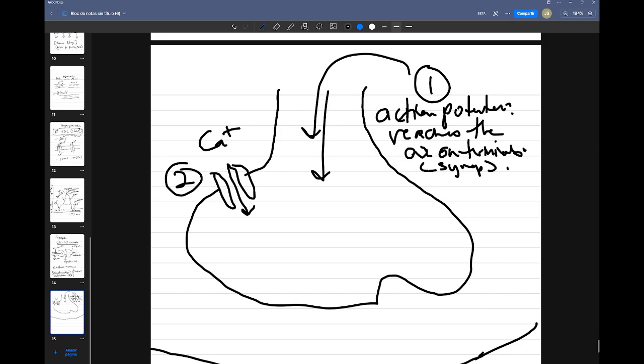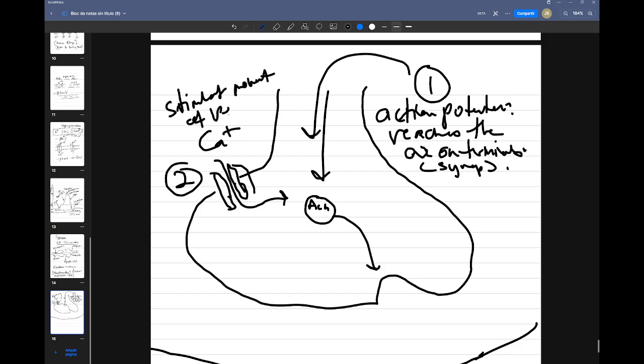Let's say that this is a vesicle, and remember that this vesicle has acetylcholine in it. It stimulates the movement of the vesicles towards the cleft. Let me draw that again. So the ion comes in and it stimulates the movement of the vesicles with acetylcholine, and they go towards the cleft. So keep that in mind: it stimulates the movement of vesicles towards the cleft.